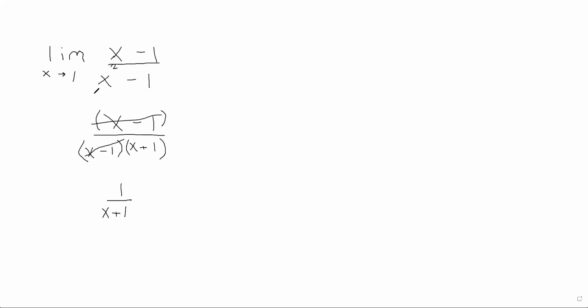So now we can definitely do a direct substitution. If we plug in a 1 for x, our denominator becomes 2. So the limit as x approaches 1 of this function is 1/2 because we have 1 over 2 when we plug in x. So the limit has a value of 1/2.